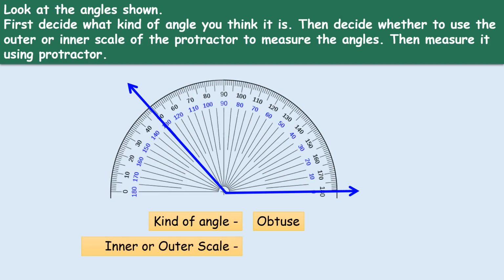Place the protractor properly. Now check the scale where the baseline arm points to 0 degree. Here the baseline arm points to the inner scale. So we have to start counting from there. The angle measures 130 degree.